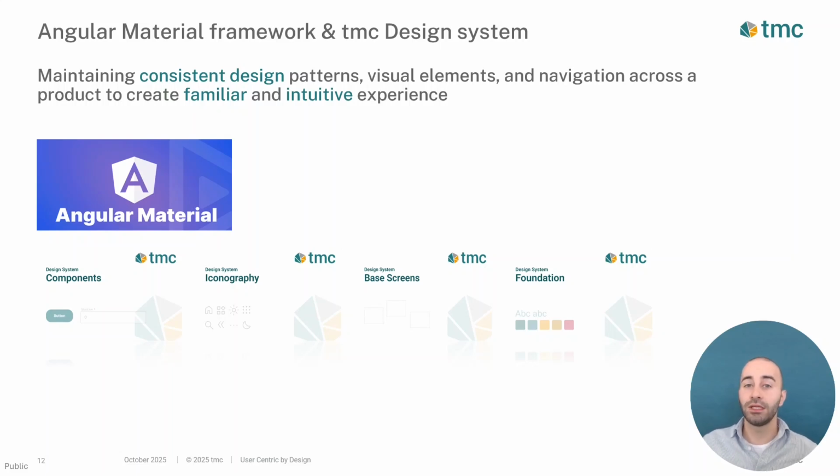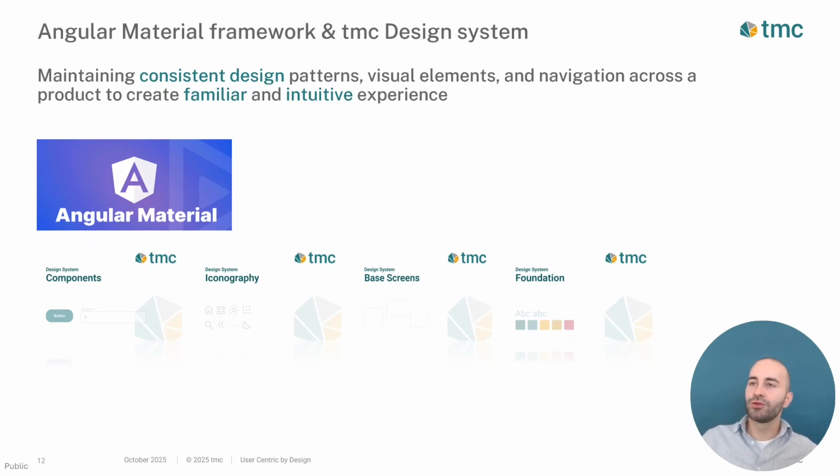The second library is the iconography. Then the third library that we have is the base screens, or the layout of how it looks. And the fourth library is what we have as a foundation. This consists of color palettes, for example, the typography that we are using, the spacing system, and so on.